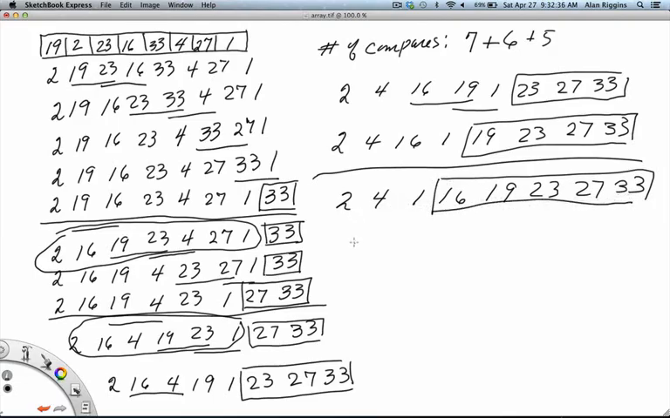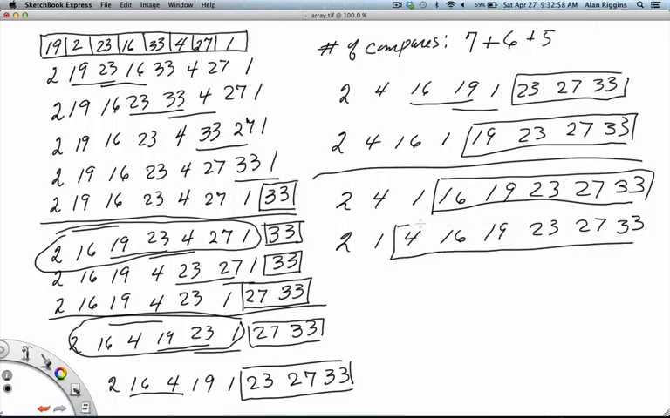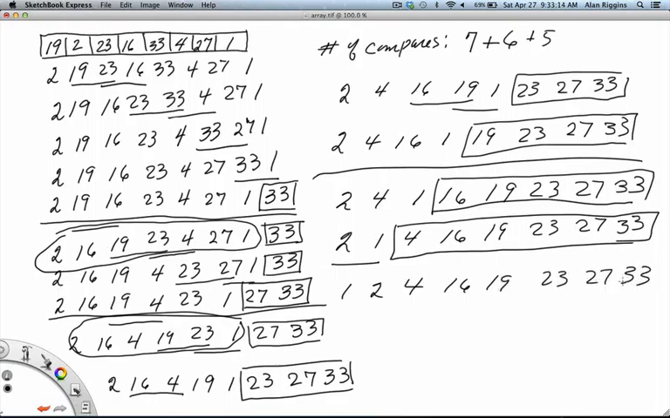Going again, the 2 and the 4 are okay. The 4 and the 1 are not okay. So we have 2, 1, 4, 16, 19, 23, 27, and 33. And again, we've added one more to the sorted partition. Finally, we compare these guys and they're out of order. We swap them. We have 1, 2, 4, 16, 19, 23, 27, 33, and the array is now sorted.